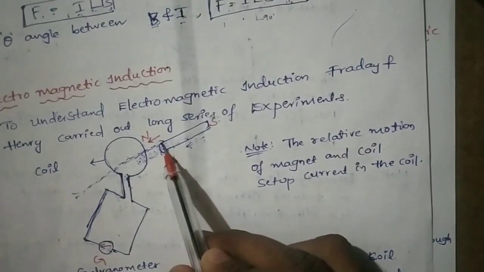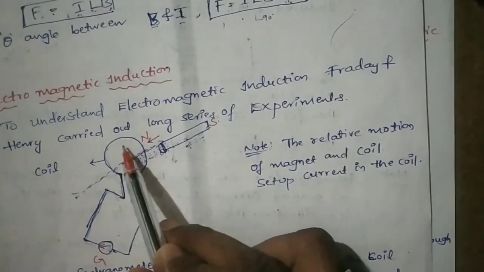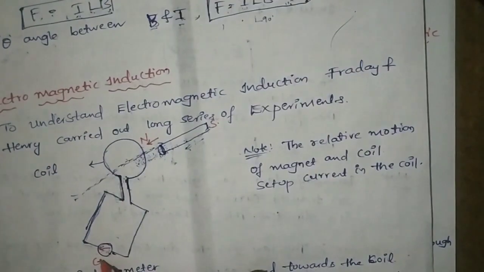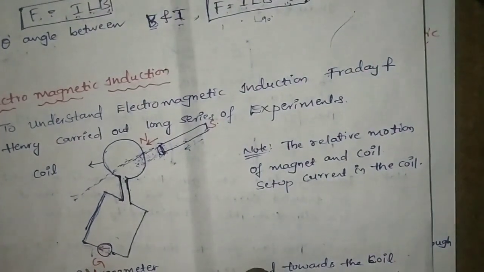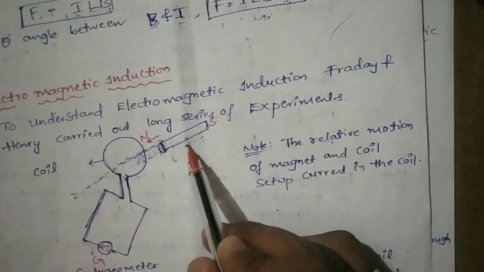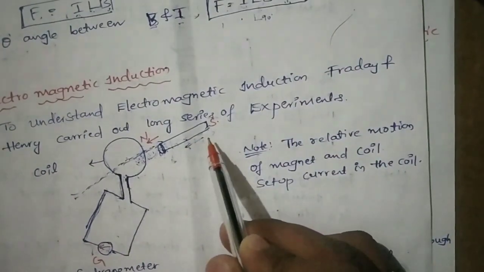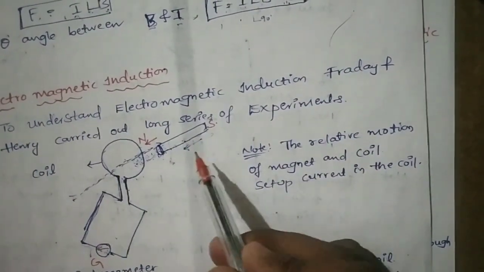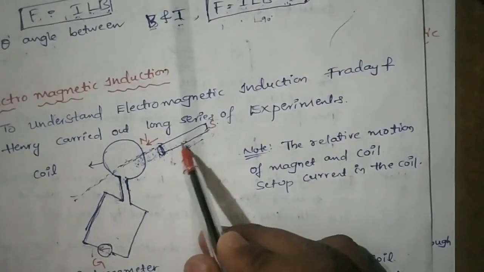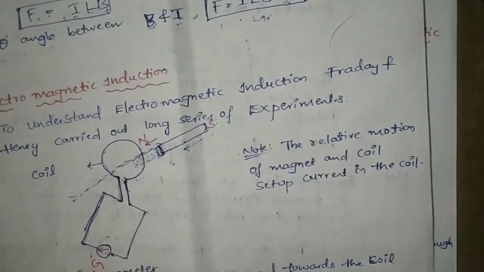When you bring the bar magnet near to the coil, the change in flux will produce some deflection, for example, assume towards the left direction. If you bring this bar magnet somewhat away, in this case it will produce the magnetic flux in the opposite direction. Therefore the current also changes in the opposite direction.